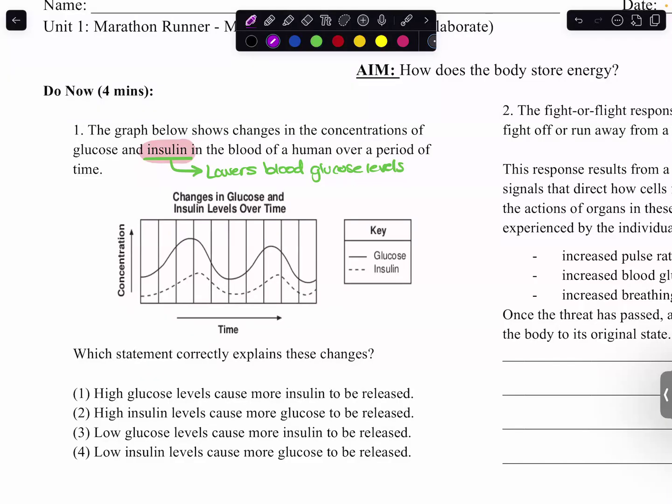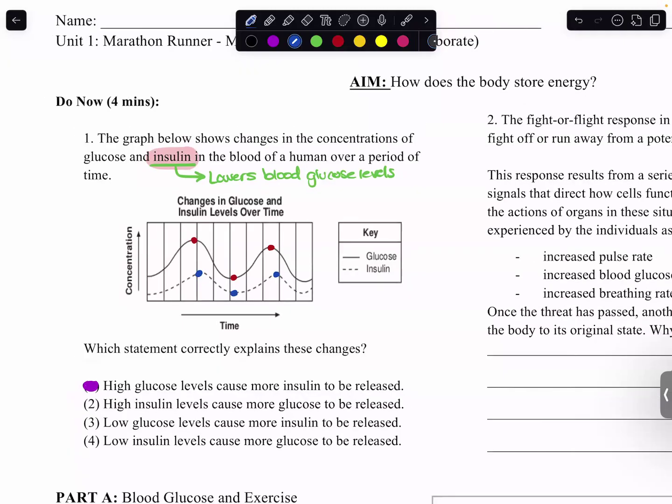Well, the best answer choice here is actually 1. High glucose levels cause more insulin to be released, right? If I have high glucose levels here, I'll mark it in red. I can also see that my insulin levels, I'll mark it in blue here, are also up. Same thing over here. Higher glucose levels yields higher insulin levels, right? And consequently, when glucose levels are lower, insulin levels are lower. So 1 is the best answer choice here.